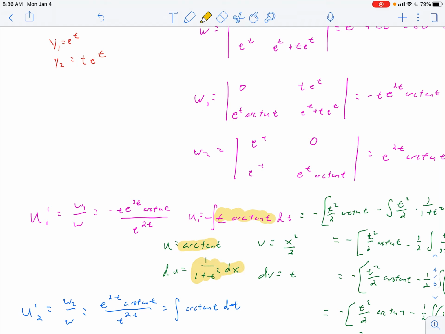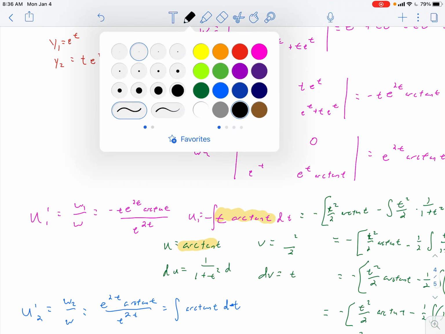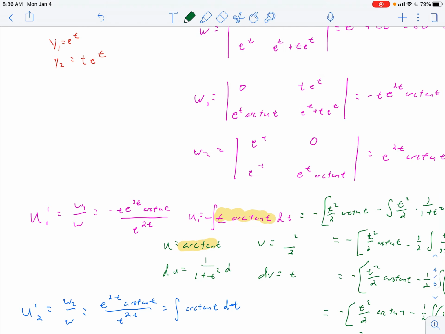I should say, let me clean this up a little bit because I have some x's in there, because I'm used to dealing with x's and not t's. Let's just make that a t, make that a t. Let's do that real fast. All right, and then we have our u's and our v's.